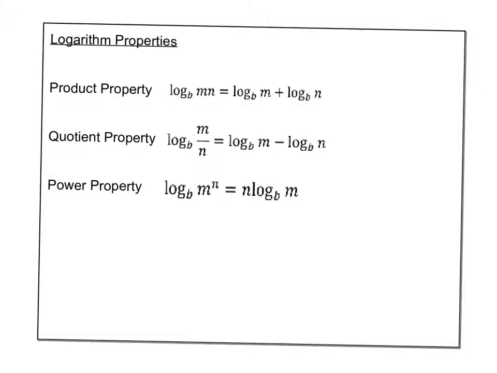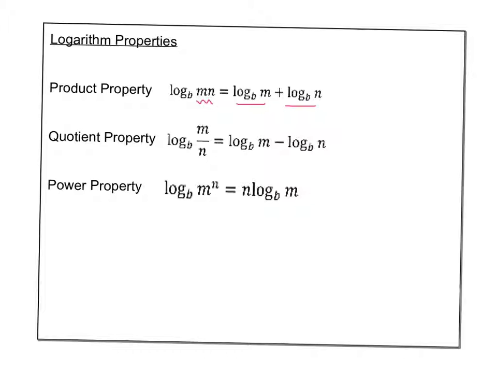Next, we're going to learn about some properties of logarithms: the product property, the quotient property, and the power property. So the product property, if you notice, we have m times n here. That's multiplying. So anytime we have m times n, we can expand that and turn it into an addition problem. When you're multiplying two numbers together after the log, you can expand and turn it into an addition problem.